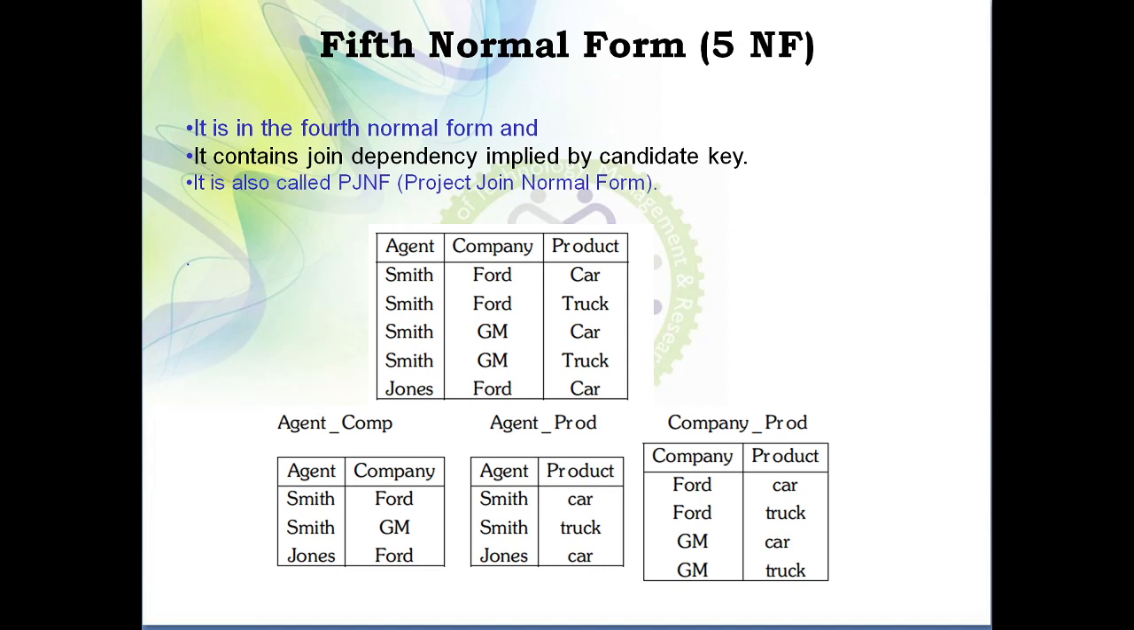See, fourth normal form and fifth normal form are somewhat theoretical in nature. In general, by company standard, if your table is in up to third normal form, then it's enough. Suppose your table is in third normal form, then it's enough. You can say it's a better design of a database. So fourth normal form and fifth normal form are mostly theoretical in nature.